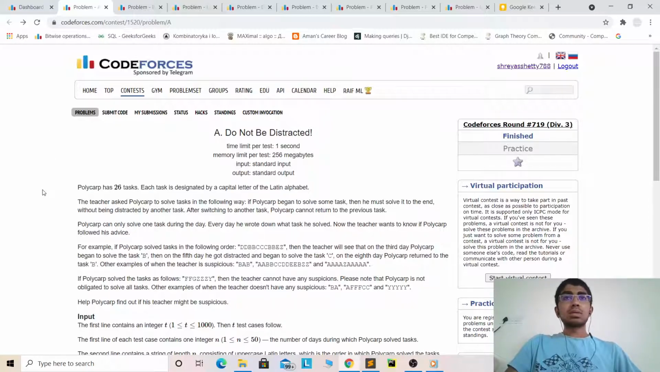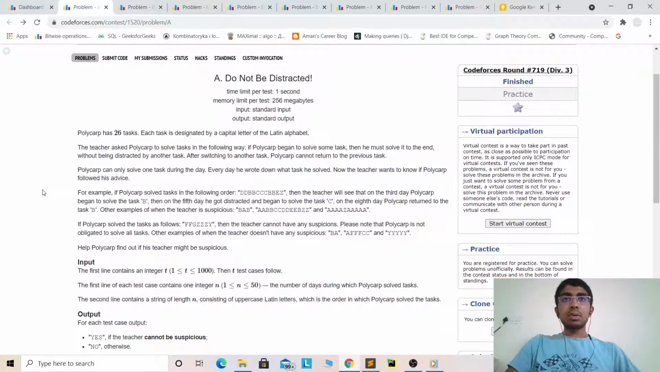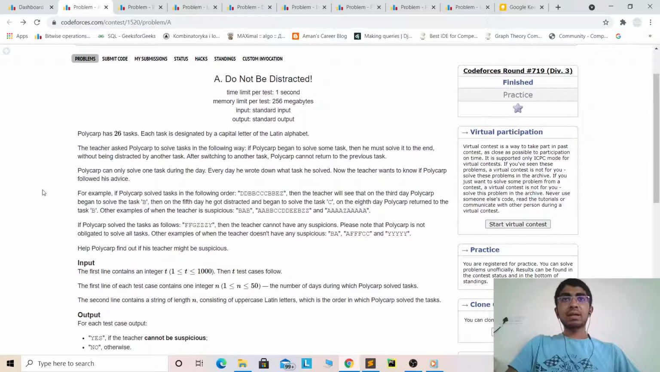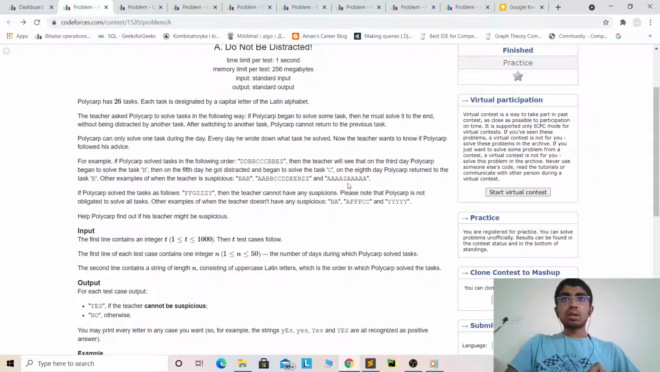In problem A we are given a string and we have to determine if all the occurrences of a character are together as a substring or not. For example, in BAB, both the occurrences of B are not together, so it's not a valid one. So we just need to determine if they are together or not.